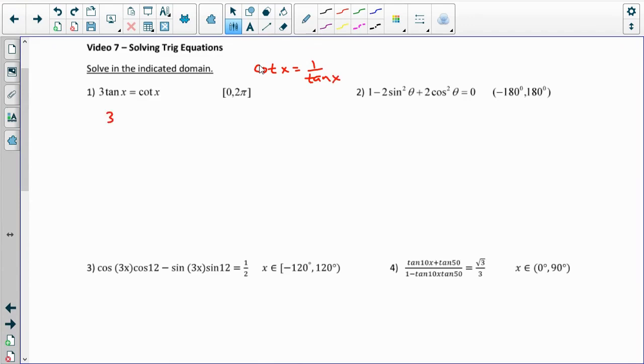So that means I have 3 tangent x equals 1 over tangent x. Then I'm going to multiply the tangent over, so I have 3 tangent squared x equals 1. Now I'll divide by 3. So tangent squared x equals 1/3, and tangent of x equals plus or minus the square root of 1/3, which is plus or minus root 3 over 3.